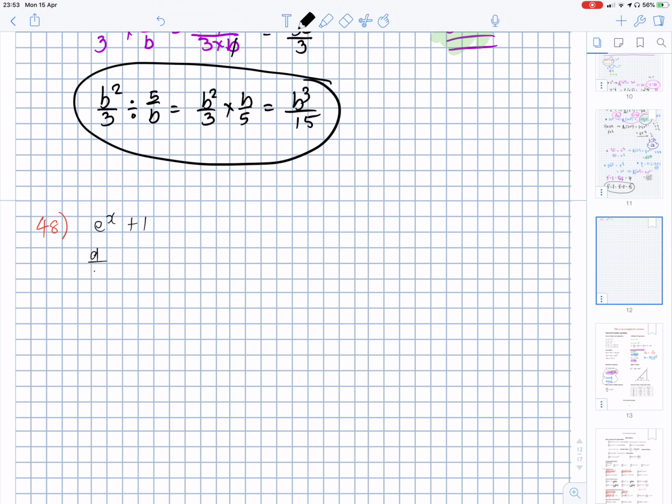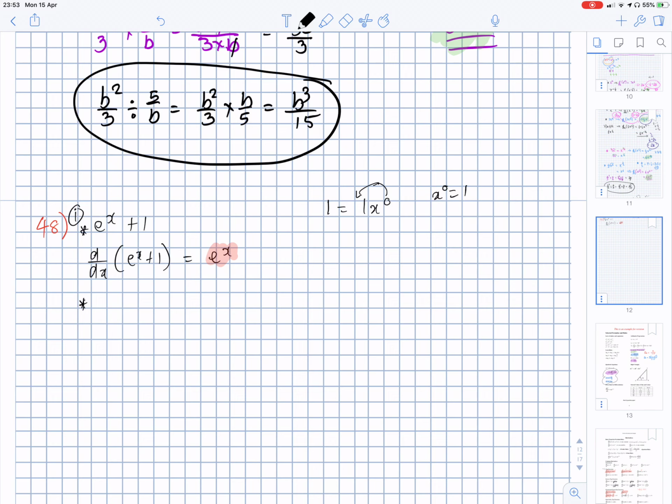So if we find d/dx of e to the power x plus 1, we know that derivative of e to the power x remains e to the power x, but for 1 it becomes 0, because 1 is the same as 1x to the power 0. Because x to the power 0 is equal to 1, if you multiply 1 times 0, that all goes to 0. So that's why that just becomes 0. So that's part 1. Part 1, and the first question was this one.